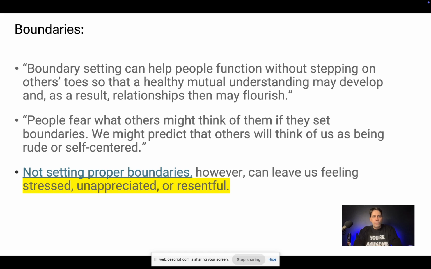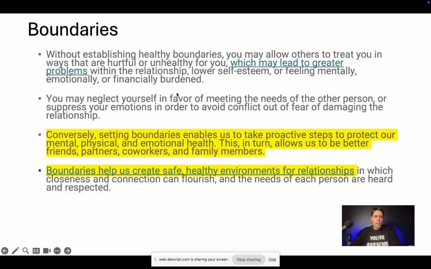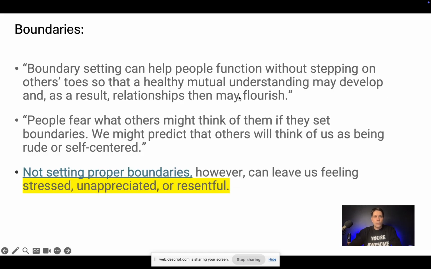So, boundary setting can help people function without stepping on others' toes so that a healthy mutual understanding may develop and as a result relationships may flourish. That's what we want in our seminary class, is flourishing relationships, and boundaries can help those relationships.